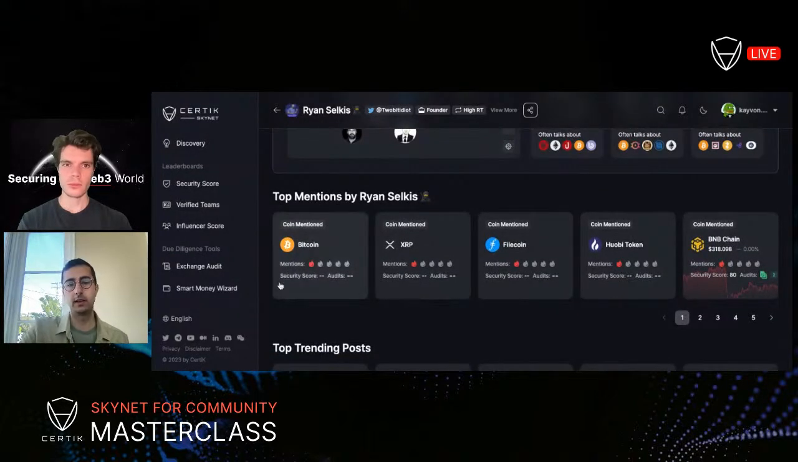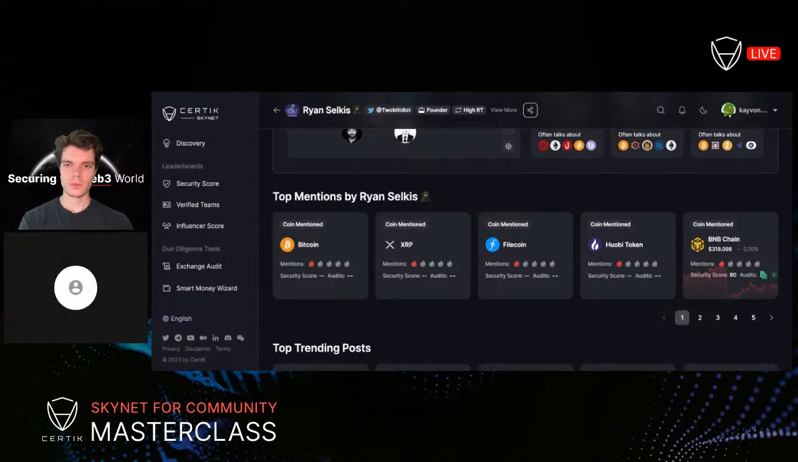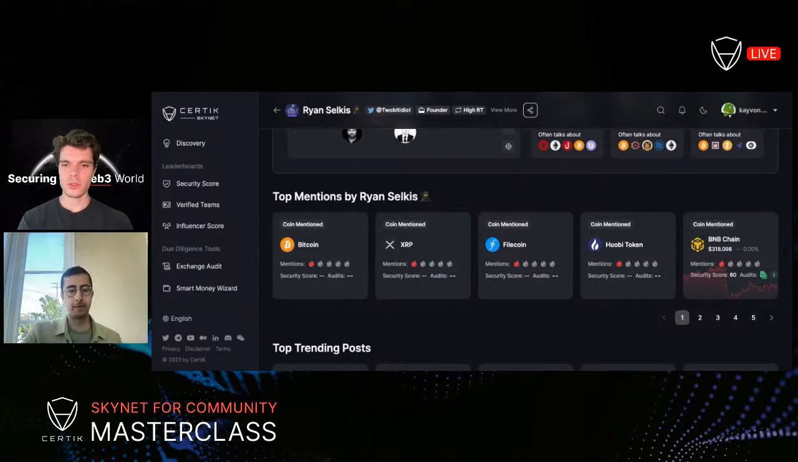In addition to that, there are a lot of features that are unlocked by sign up users. So here, what we can see is the top mentioned coins by an influencer, which is a sign up user feature. In this case, we can see Ryan has most mentioned Bitcoin, XRP, Filecoin, Huobi, BNB chain. So understanding what assets are connected to that influencer is something that you get access to with that sign up feature. For sure.